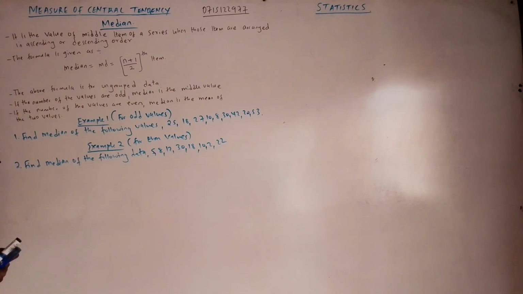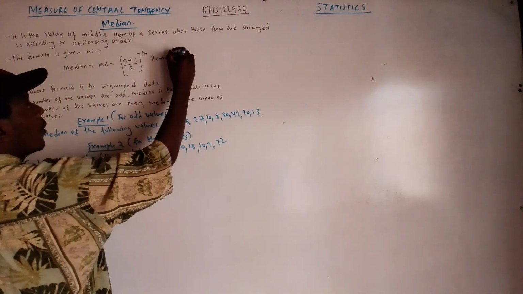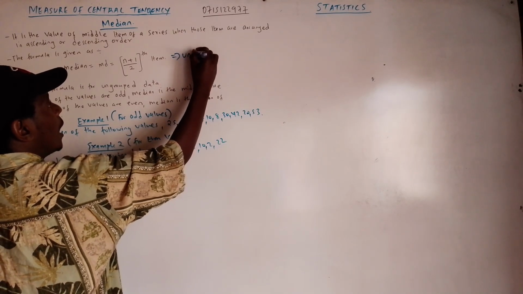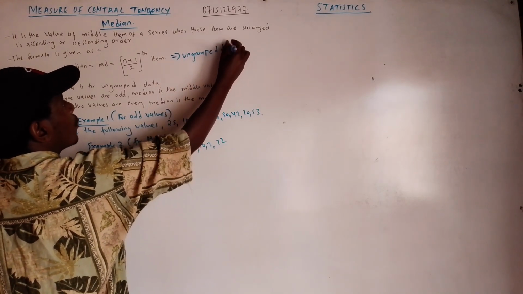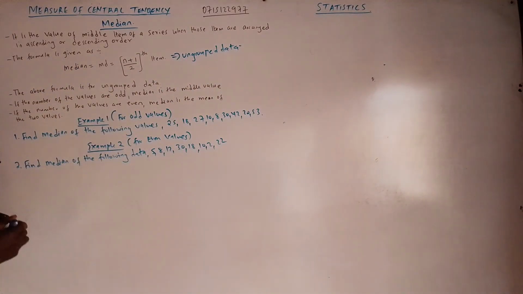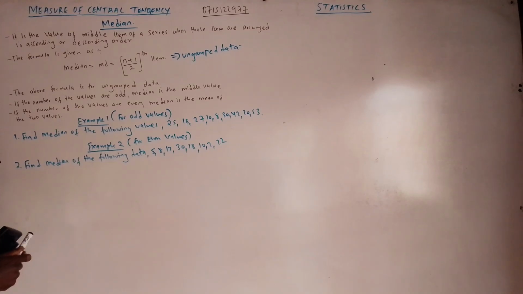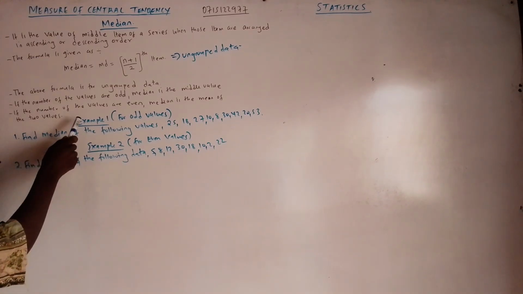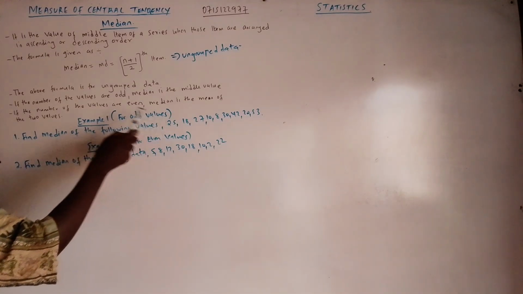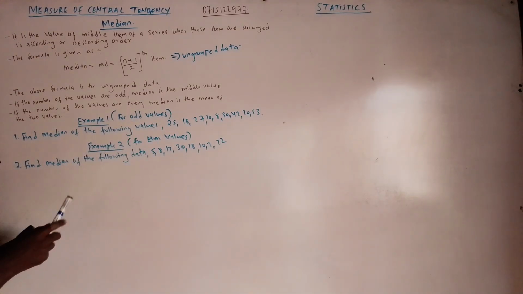Now this is the formula. This formula is purposely for ungrouped data. So we are going to calculate the median when we have ungrouped data. If the number of values is odd, the median is the middle value. If the number of values is even, the median is the mean of the two middle values.